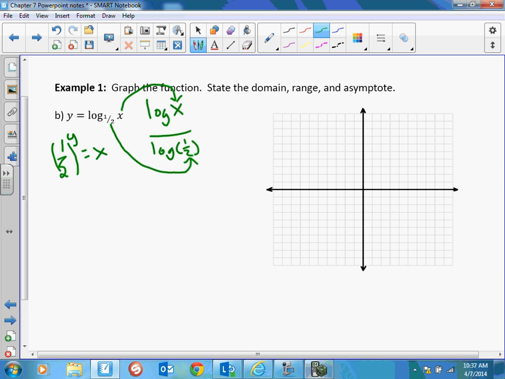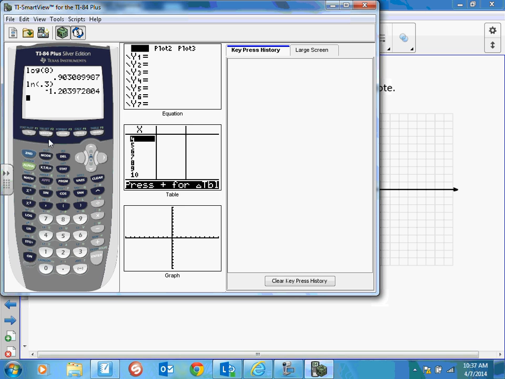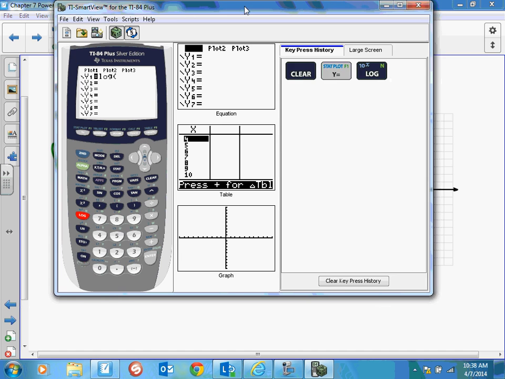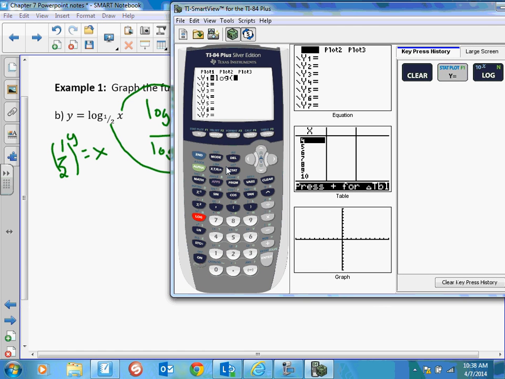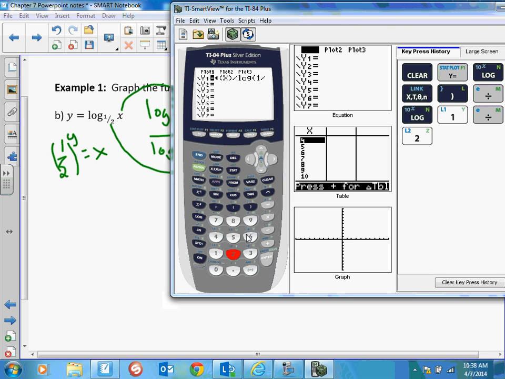So let's try that in our calculator. Let's clear all this out. Go to y equals and do log x, the top, divided by log, and let's just do 1/2. We can do 0.5 or 1/2, it doesn't matter, as long as it's all in parentheses. Then you hit graph.